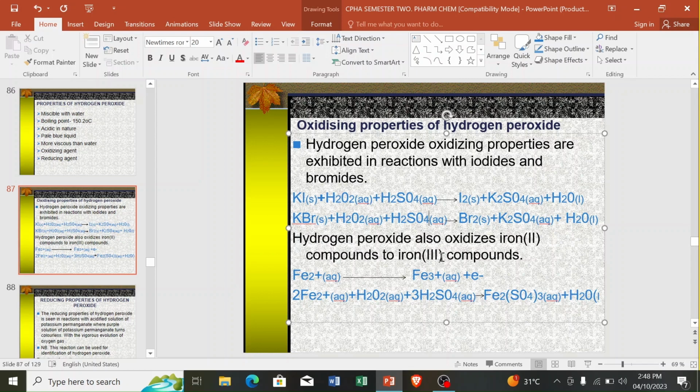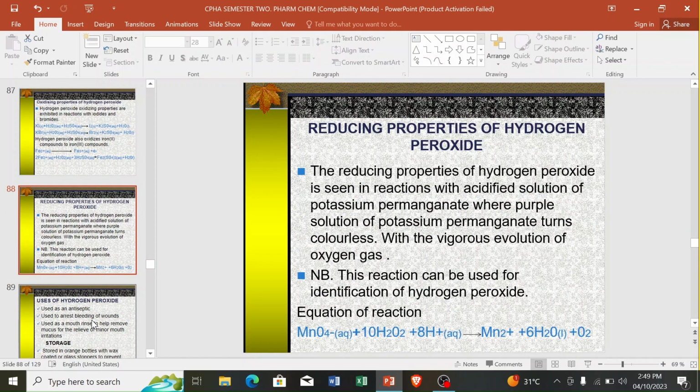Its oxidizing property is also exhibited when we have iron compounds. We find that iron 2 is oxidized to iron 3. So iron 2 reacted with hydrogen peroxide in the presence of an acid is oxidized to iron 3 sulfate and water. So that is the oxidizing property of hydrogen peroxide. We also talked about the reducing properties.